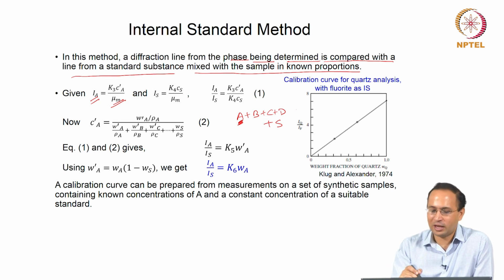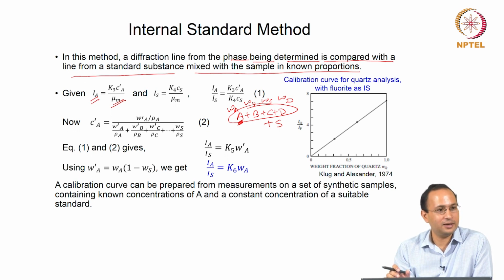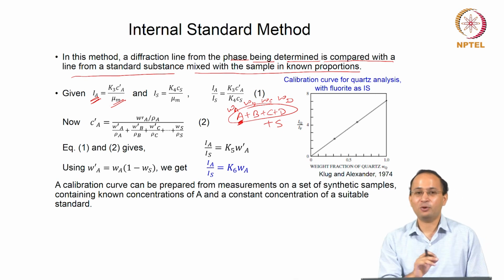Actually, ideally what we want to calculate is WA, because we know this mixture is A plus B plus C plus D. We want to know WA, WB, WC, WD. Is it clear? But how are we doing it? We are taking a standard and adding it to ABCD. Now if you focus on the intensity of a line, we are talking about the strongest line. Again we will come back to it. IA, what do we mean by IA?